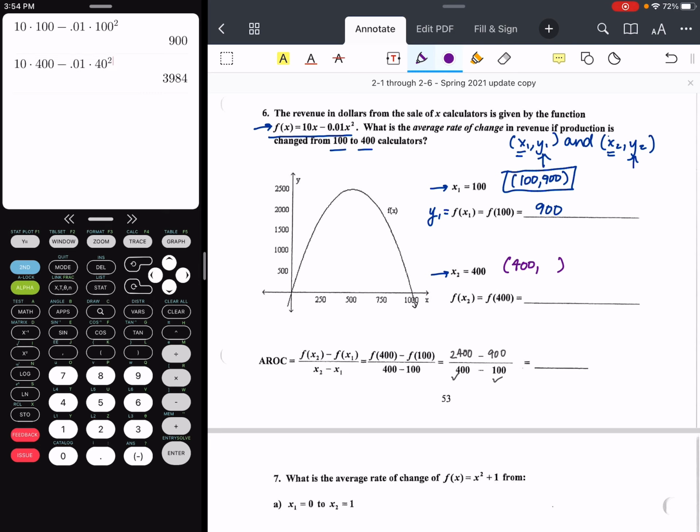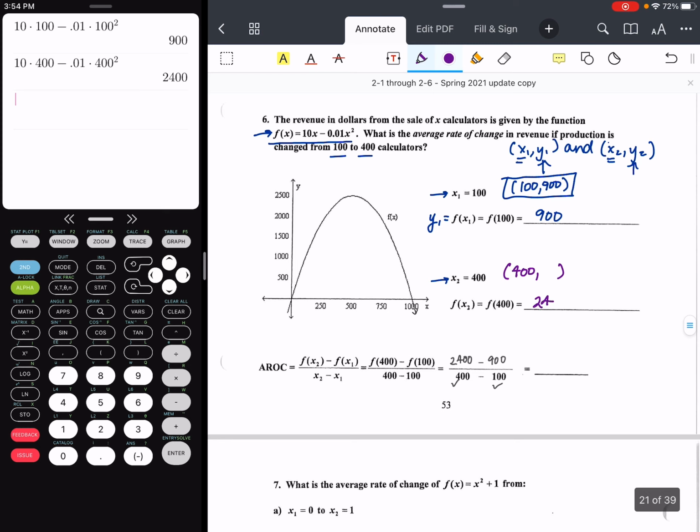Oops, clear that out. Sorry, got to start over. 10 times 400 minus 0.01 times 400 squared. Okay, there we go. And that gives me 2400. So that means I have the ordered pair 400, 2400.